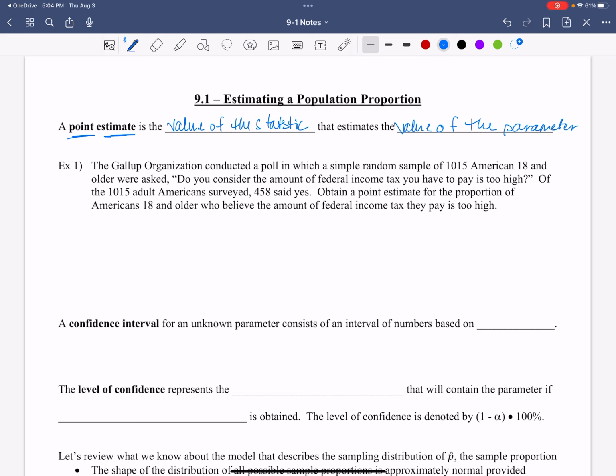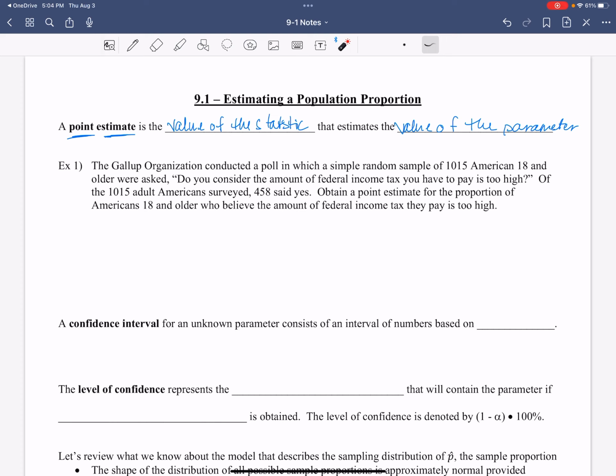The Gallup organization conducted a poll in which a simple random sample of 1,015 Americans aged 18 or older were asked, do you consider the amount of federal tax you have to pay too high? Of the 1,015 adult American survey, 458 said yes. Obtain a point estimate for the proportion of the Americans 18 and older who believe the amount of federal income tax that they pay is too high. All right? So that's what we're looking for here. All right, so let's do it.